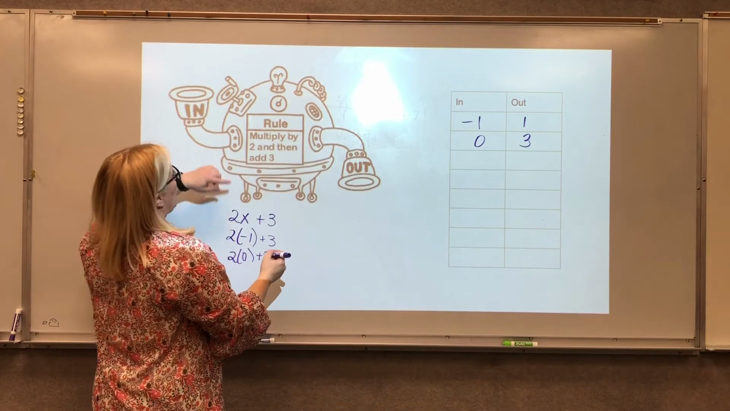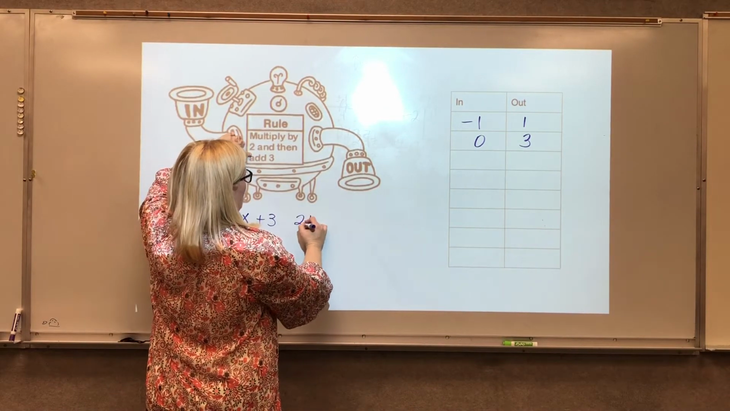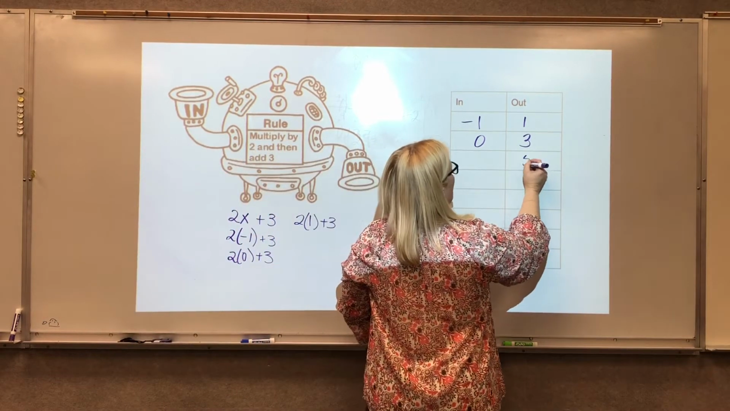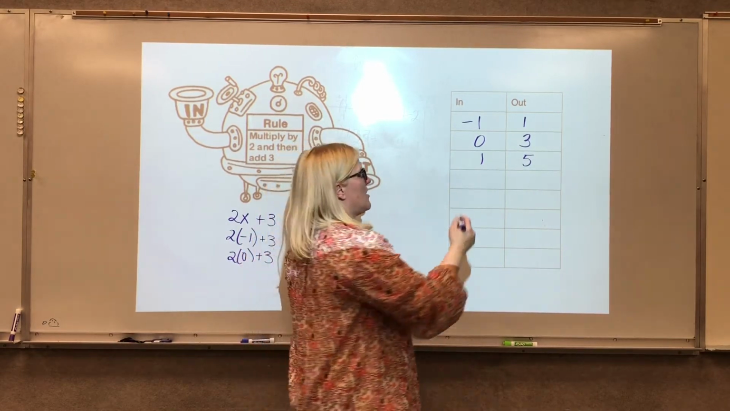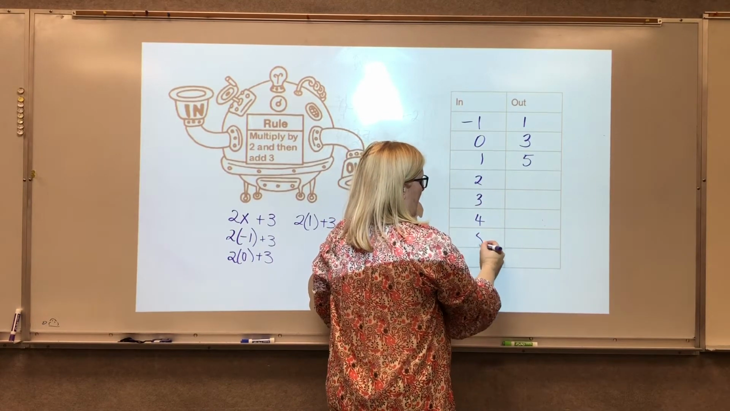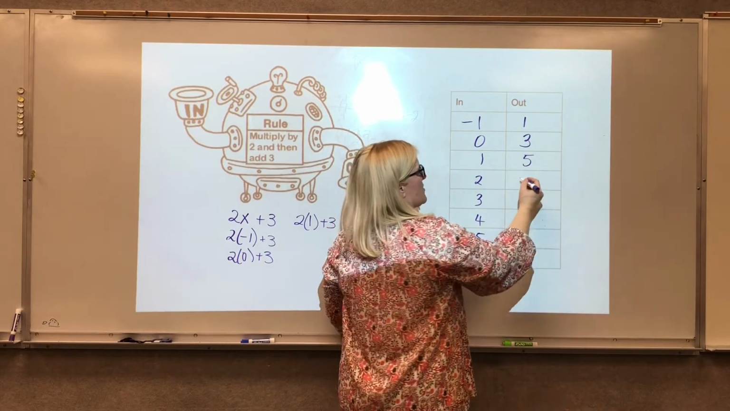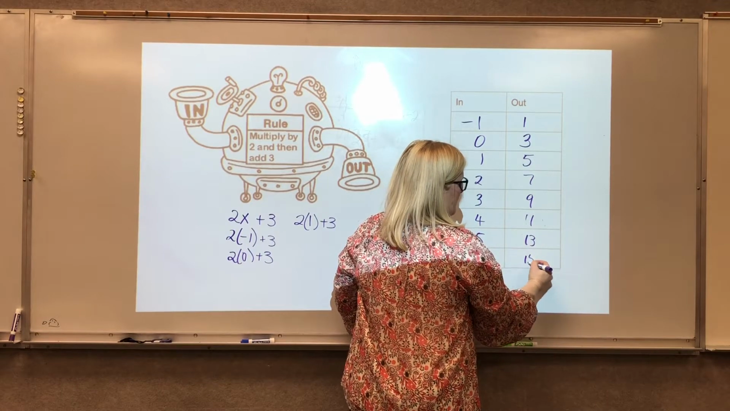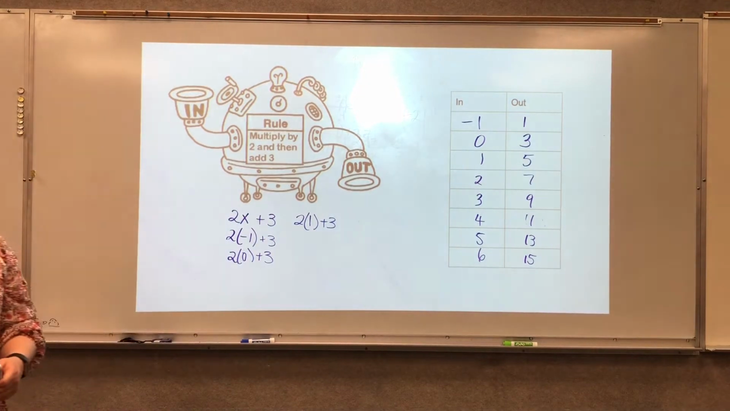If I put in a 1, okay, so 1 goes in here, I multiply it by 2 and add 3, then I get 5. I'm hoping that you see a pattern here. So -1, 0, 1, 2, 3, 4, 5, 6. This is going to keep skipping every 2, right? So this is 7, 9, 11, 13, 15. Okay? So that is a function right there.